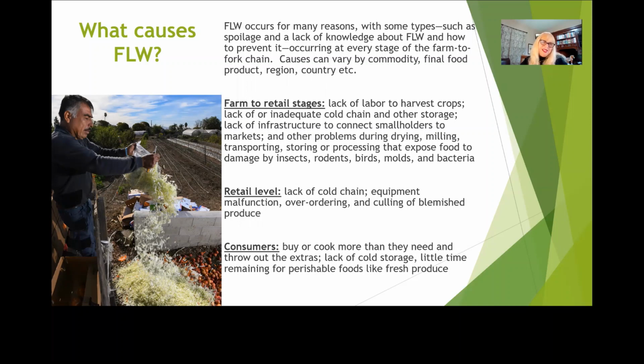At the farm to retail stages, we see a lack of labor to harvest crops, lack of or inadequate cold chain and other storage, and lack of infrastructure to connect smallholders to markets, among other reasons. At the retail level, lack of cold chain can be big as well, and equipment can malfunction. In developed countries, overordering and culling of blemished produce is a major driver.